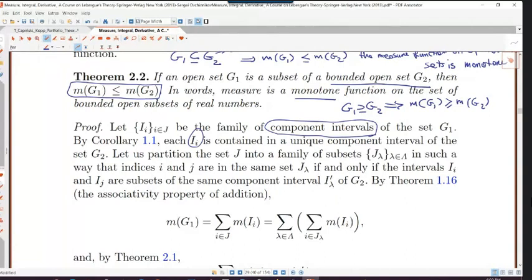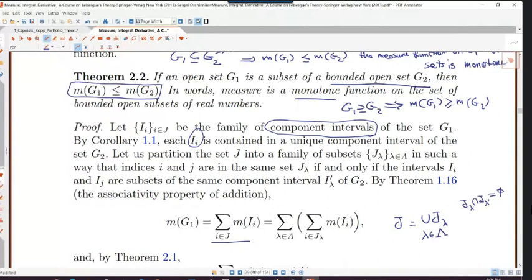By theorem 1.16, which was the associativity property of addition, we have M of G1 equals the sum of M of I_i, where i belongs to J. And we partitioned the index set J: J equals the union of J_lambda, where lambda belongs to capital Lambda, and J_lambda intersect J_lambda prime is the empty set.